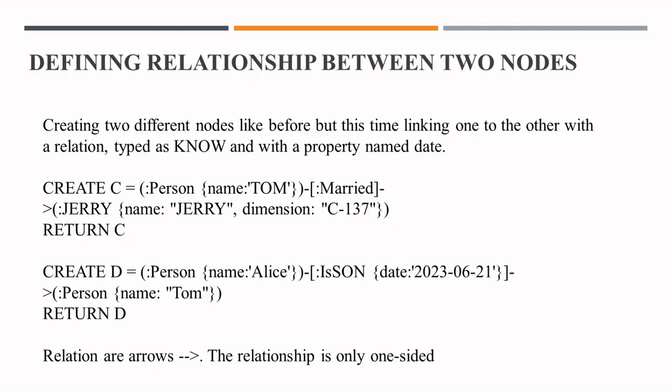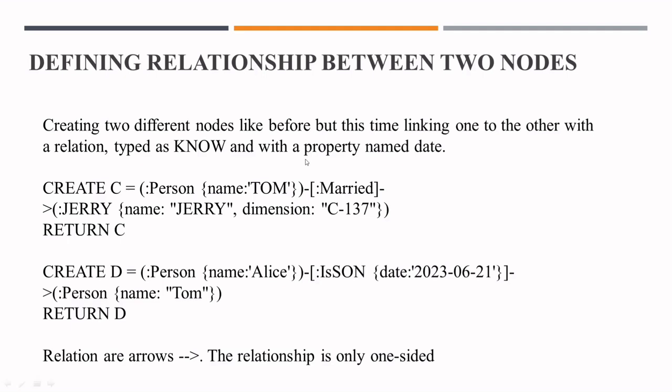Now we will be defining a relationship between the two created nodes. After creating nodes, let's see how we define a relationship between them. The query for that is create c equals person named Tom, married to, Jerry named Jerry, and dimension is c137. After that we will return the relationship. What we are basically doing is this Cypher query is creating a relationship between person named Tom and Jerry with specified properties and returning the newly created relationship c.